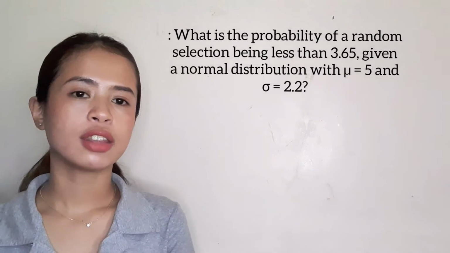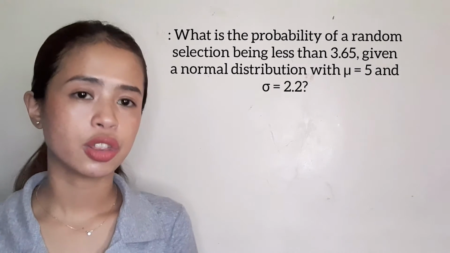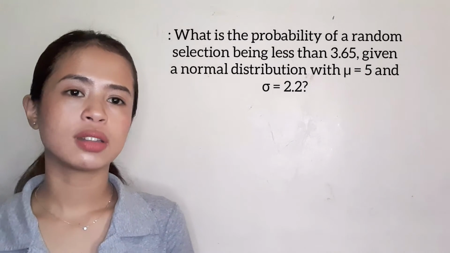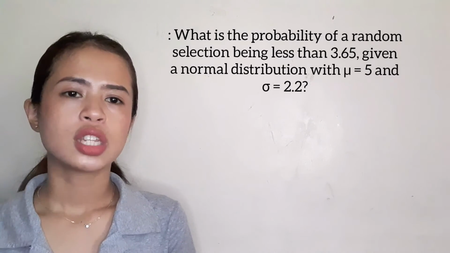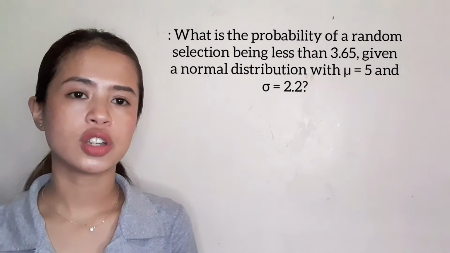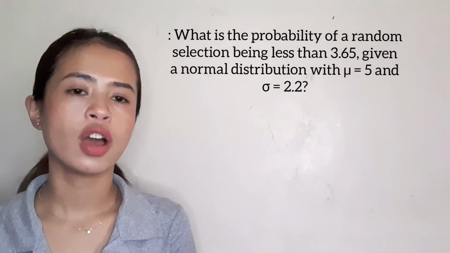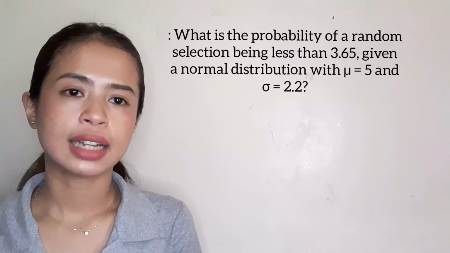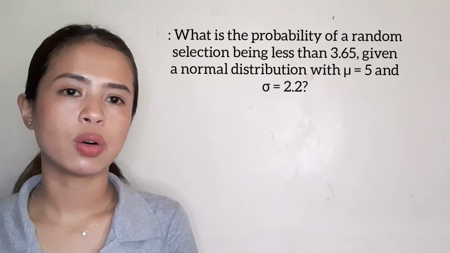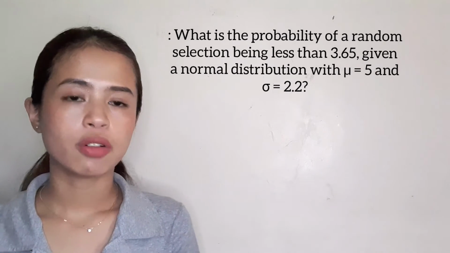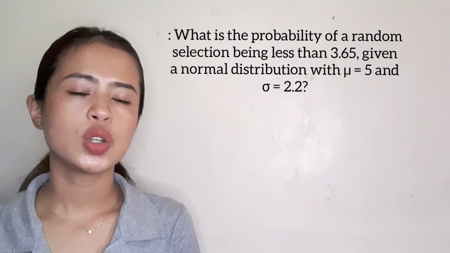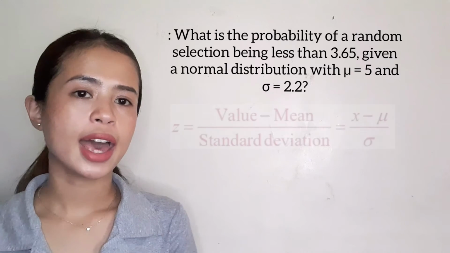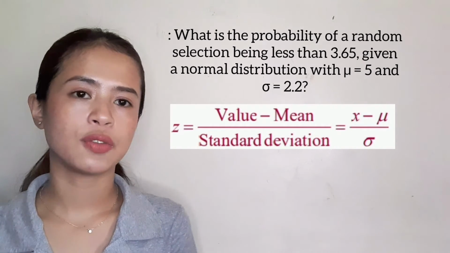Another example is, what is the probability of a random selection being less than 3.65, given a normal distribution with a mean of 5 and a standard deviation of 2.2? So this question requires us to first find the z-score for the value of 3.65. Then, calculate the percentage of values below that z-score from a reference. So, find the z-score for 3.65, using the z-score formula, x minus mean over standard deviation.